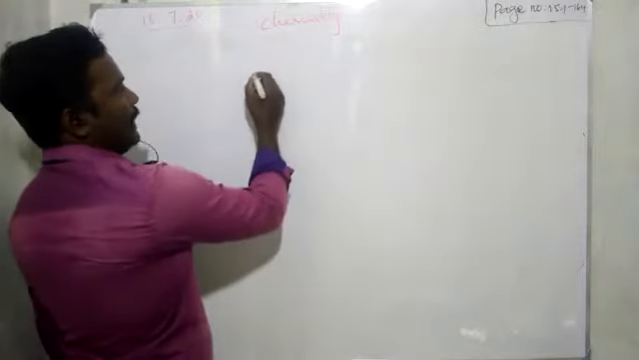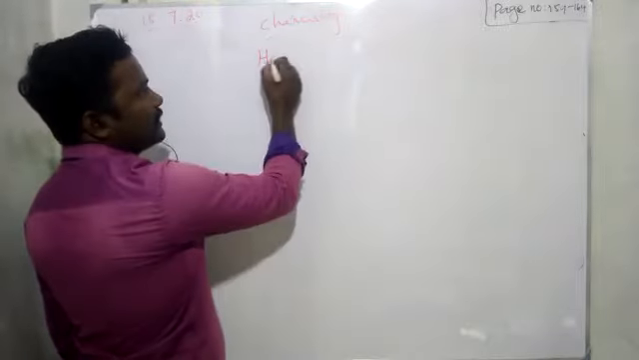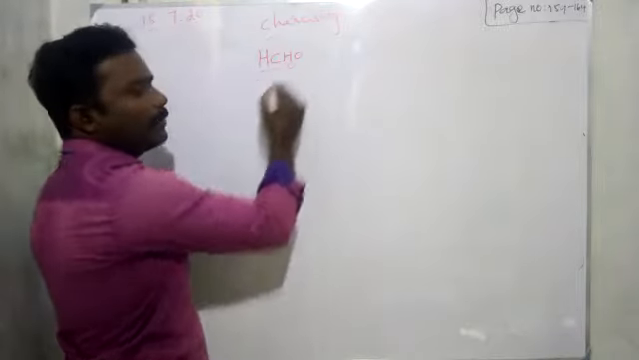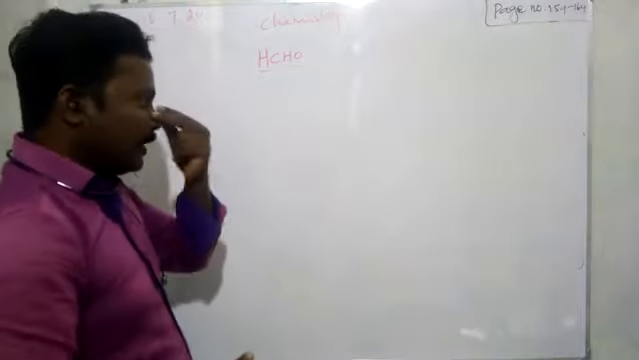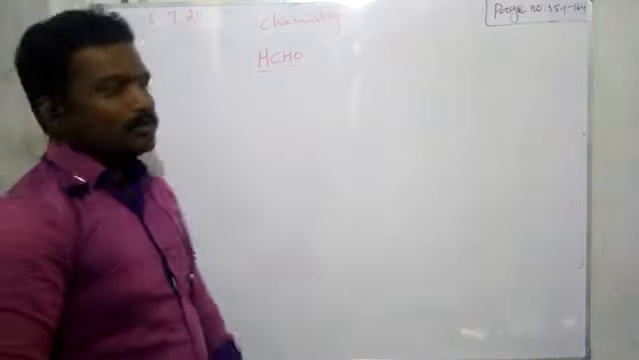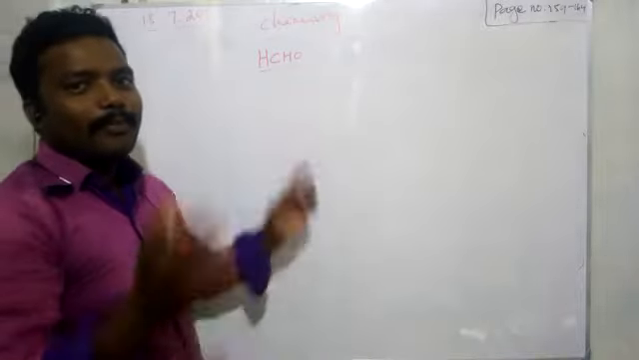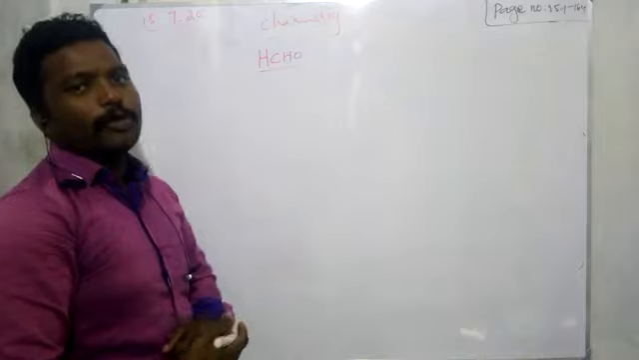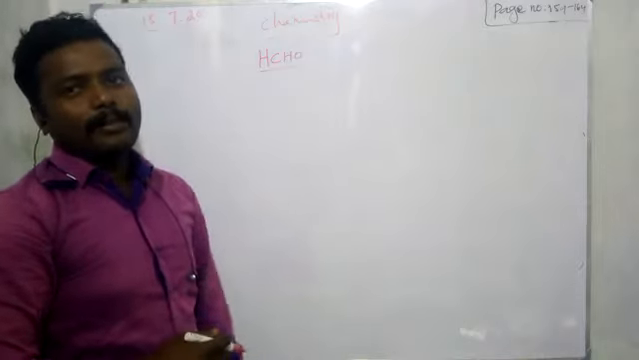So formaldehyde. What's the molecular formula for formaldehyde? HCHO. The one-carbon aldehyde is called formaldehyde. Formaldehyde is an important compound. Formaldehyde reacts with ammonia and gives a complex structure that is called urotropin. It is also called hexamethylene tetraamine.